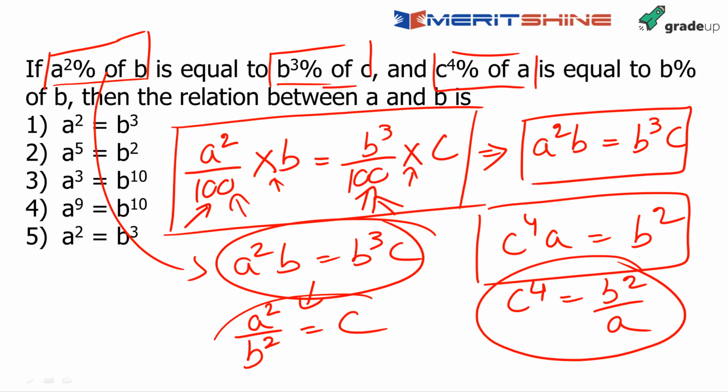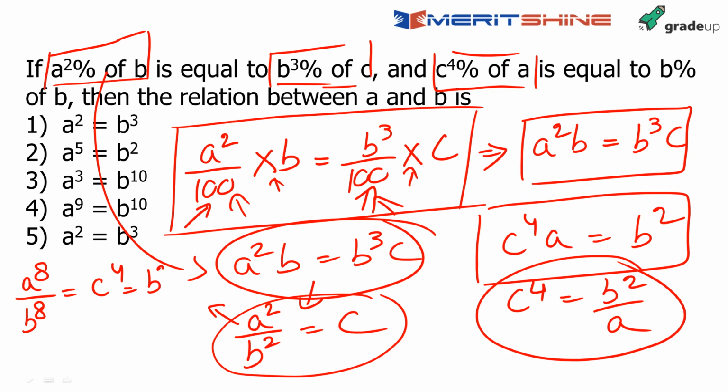Let me do it for you. If I look at this, A raised to the power 8 upon B raised to the power 8 is equal to C raised to the power 4. And what is C raised to the power 4 from here? This is B square A, fine. This C raised to the power 4 is of no use here now. So this A comes here and becomes A raised to the 9 is equal to B raised to the power 10.